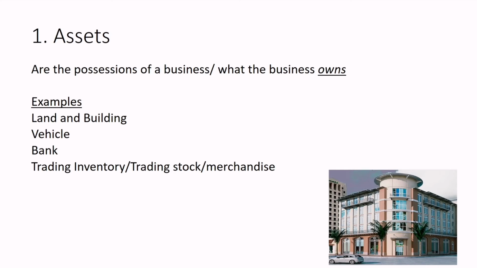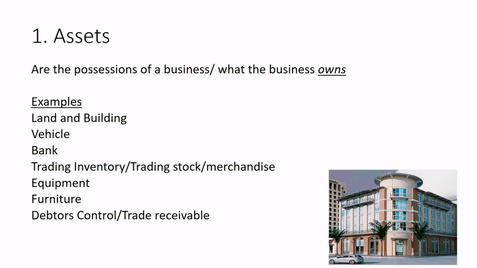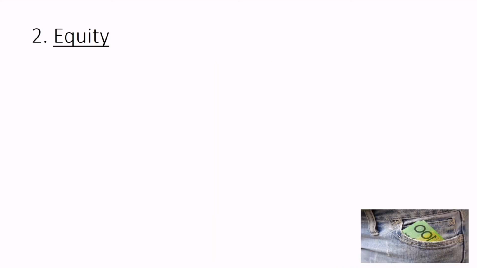When you walk in ShopRite, all the stock that you see in ShopRite, that is trading inventory. They sell those stock to the customers. Equipment, our laptops, our printers are classified as equipment. Furniture is what we have in our store. Debtors control or trade and other receivable. Debtors control are the people that owe us money as a business. Those people, they bought on credit and they have not yet paid us. Those people are classified as debtors control.